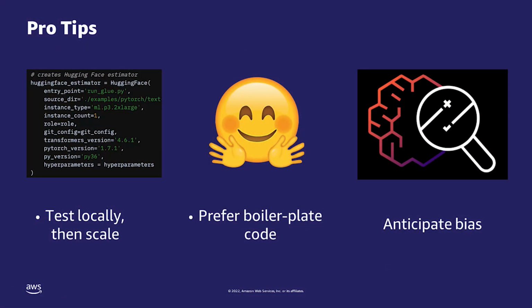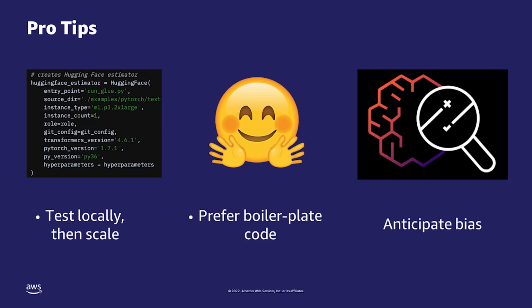All right, some pro tips to close us out here. The same pattern holds true: test locally, then scale. When you have a fine-tuned model, a model that has been trained on the Hugging Face Hub, definitely make sure that you're testing it locally. Please, please, please, try it on your notebook instance, try it on your laptop. Make sure that script operates before you turn on your SageMaker resources. So that's pro tip number 1.